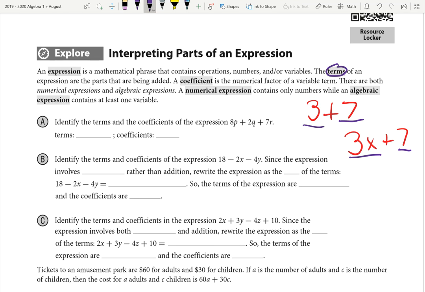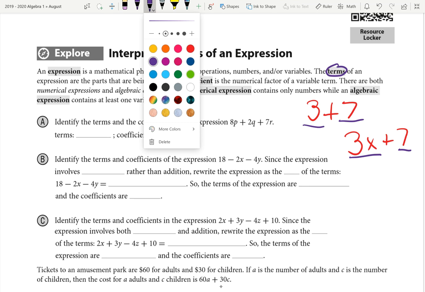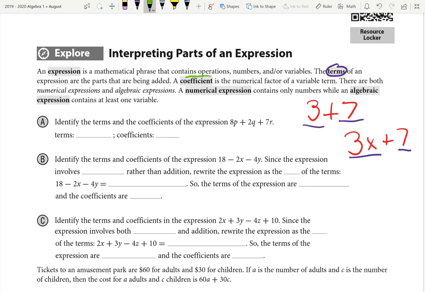All right, a coefficient, let's use another color here. Let's use green. A coefficient is the numerical factor of a variable term. So this 3 right here is a coefficient of that term. Because it's a part of a variable, the coefficient is always the numerical factor of a variable term. It's the number that goes with that variable. So 3 is the coefficient there. None of the other numbers I wrote, the 7 here, 7 there, the 3 there, are coefficients because they're not attached to any variables.